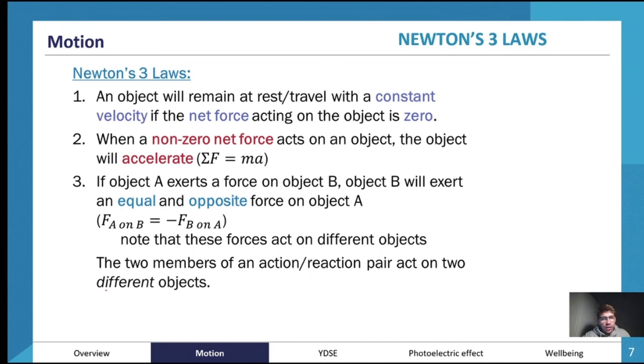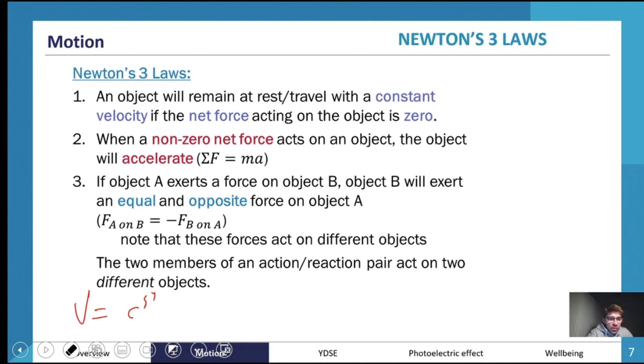An object will remain at rest or travel with a constant velocity if the net force acting on the object is zero. That's Newton's first law. What does that mean? Well, this one is actually a very tricky part, at least how Vika examines it. Usually Vika will say there is an object, a train, a car moving at a constant velocity. Let's say it's 5 meters per second, but it's a constant 5 meters per second.